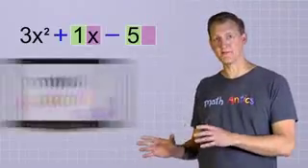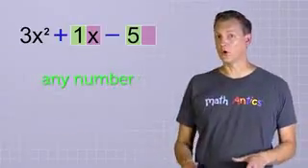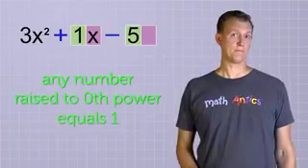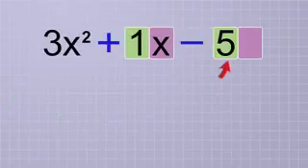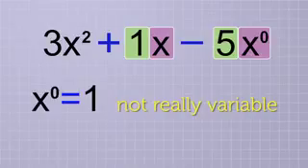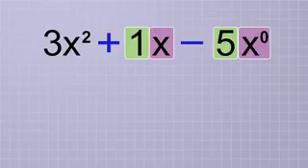Do you remember in our last video about exponents in algebra, we learned that any number or variable that's raised to the 0th power just equals 1? That means that we can think of this last term as having a variable, x, that's being raised to the 0th power. Since that would always just equal 1, it's not really a variable in the true sense of the word, and it has no effect on the value of the term.